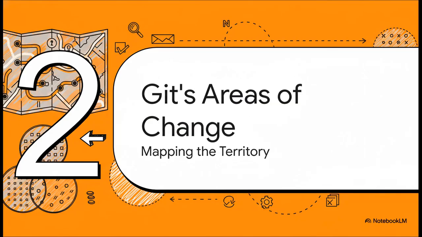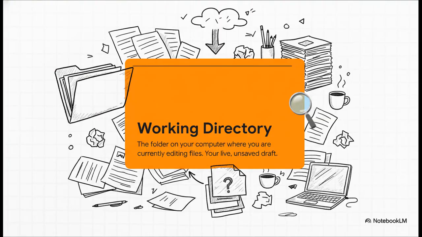Okay, so before we jump into the commands, we gotta understand the lay of the land. See, Git doesn't just have one place where your code lives. It has 3 distinct areas, and knowing which area your mistake is in tells you exactly how to fix it. First up is the working directory. This one's easy. It's just the folder on your computer with all your project files. Think of it like your workbench. It's messy, things are in progress, you're trying stuff out. Nothing is final here yet.